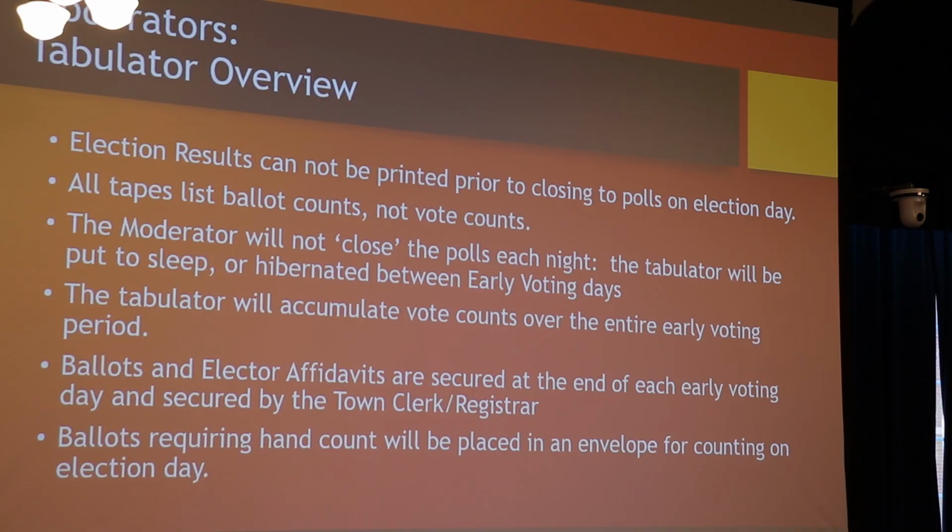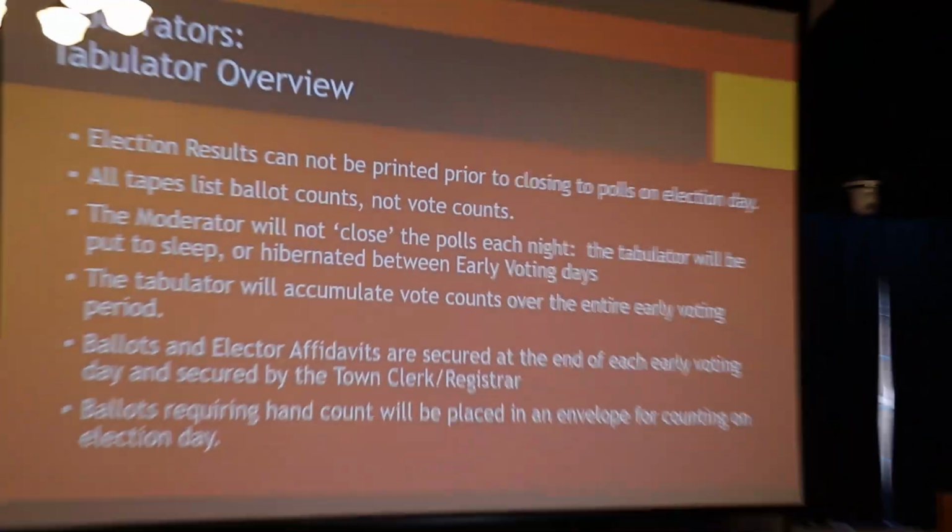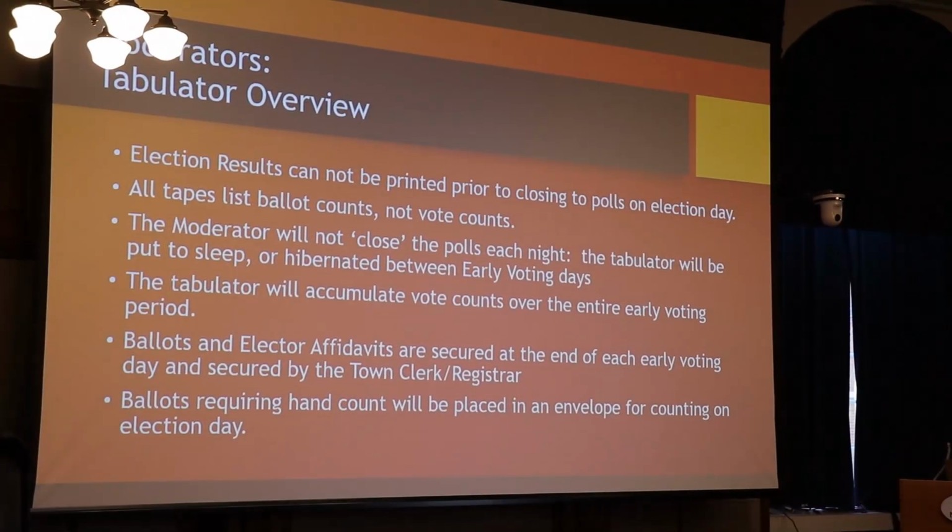Just an overview of the tabulators. We cannot print election results from the tabulator until the polls have closed on election day. Every single day, we're just going to be accumulating all of these ballots and the ballot counts in the system. Okay? Right, so when we print the report, we'll have ballot counts. You'll know that here's how many ballots we got, but you won't necessarily know who the votes were for, okay? We'll walk through how to close out the election, how to close or sleep, hibernate the tabulator.